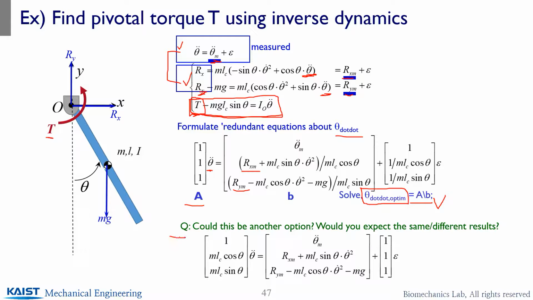There could be other options possible when I'm formulating the redundant equations about theta double dot like this. Okay, so the only difference is here I have an identical one, number one, in establishing the A matrix. Here I have some parameters. Think about how those are different from the other, and are you supposed to have the same results or different?